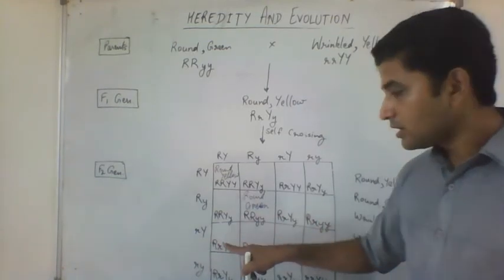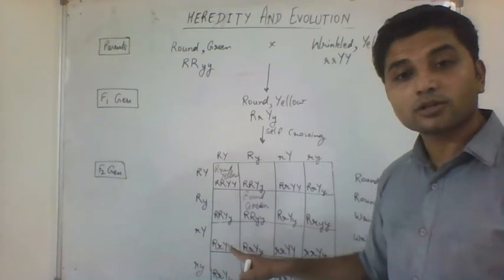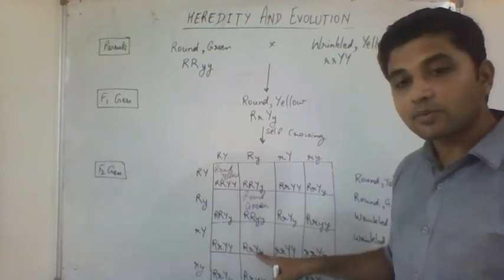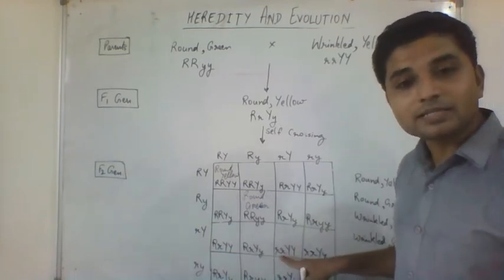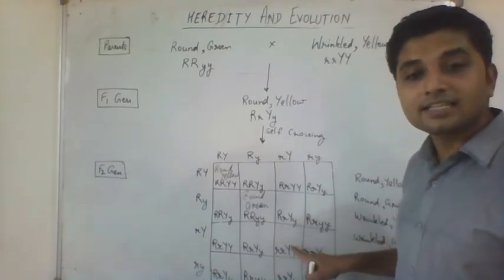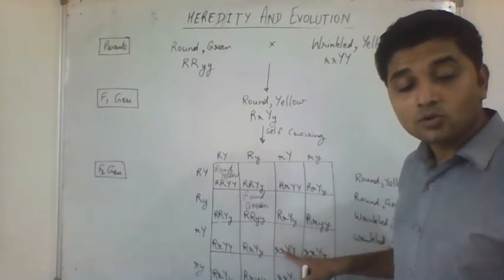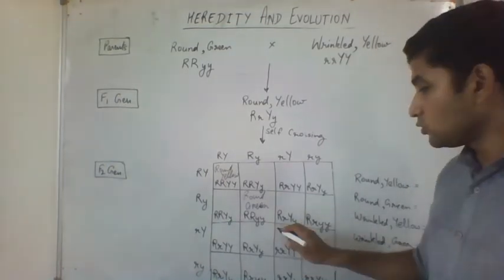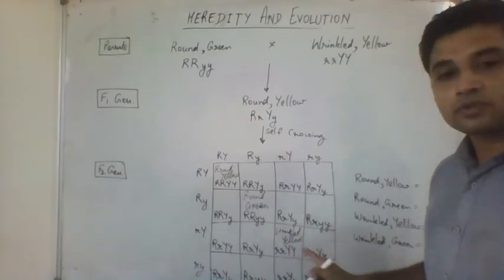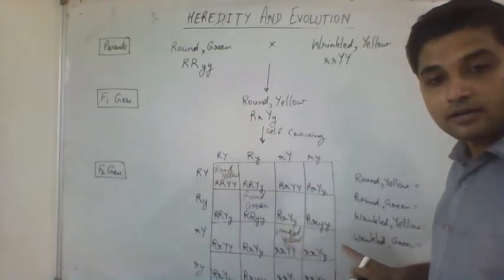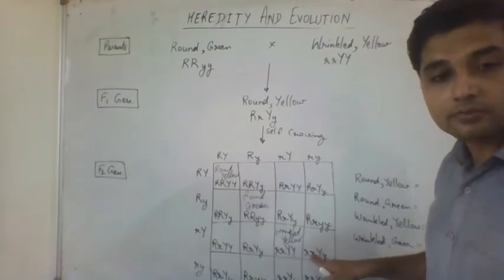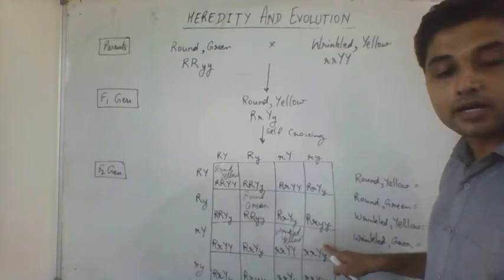Okay, let's go to the next line. Round and yellow, both dominant are present, so round and yellow. Here capital R and capital Y are present, round and yellow. Here small r is present, no capital R. So this plant cannot produce rounded seeds. This plant is going to produce wrinkled seeds. So this plant will produce wrinkled and yellow, a new combination we are getting. Here again wrinkled and yellow, because only small r is present, no capital R, but capital Y is present.